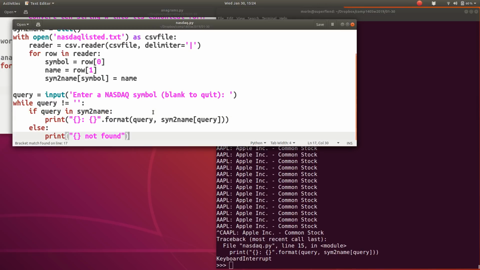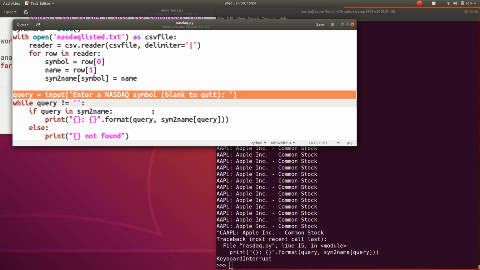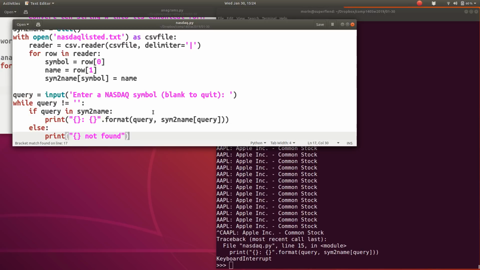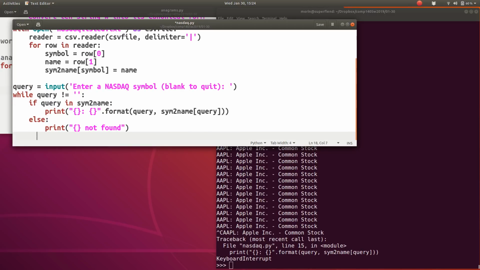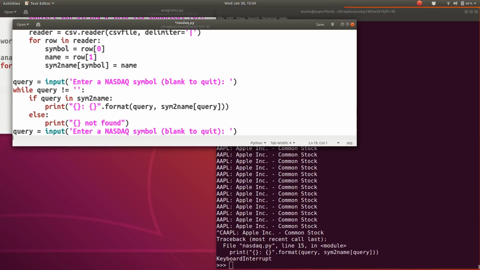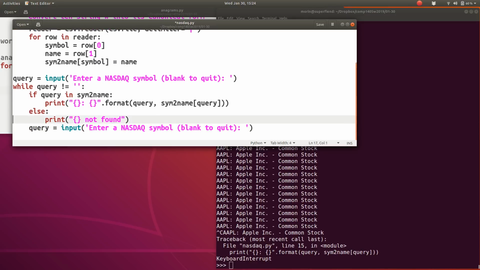Not break. What I intended to happen is I show you the result, and then you get to ask another question, right? And so what I forgot to do was, once you've seen the result or seen that the result isn't in there at all, I should ask you the question again, which gives you a chance to enter a blank line or ask another question.